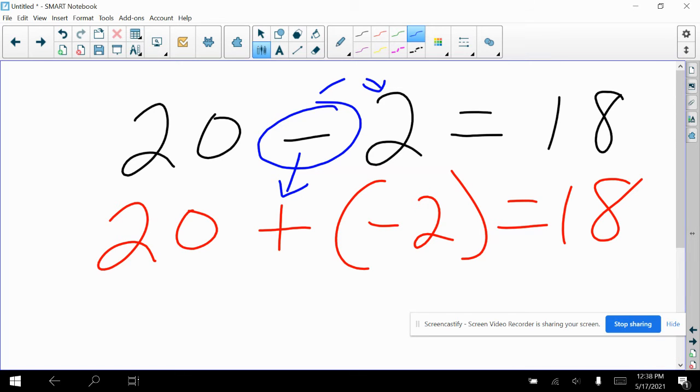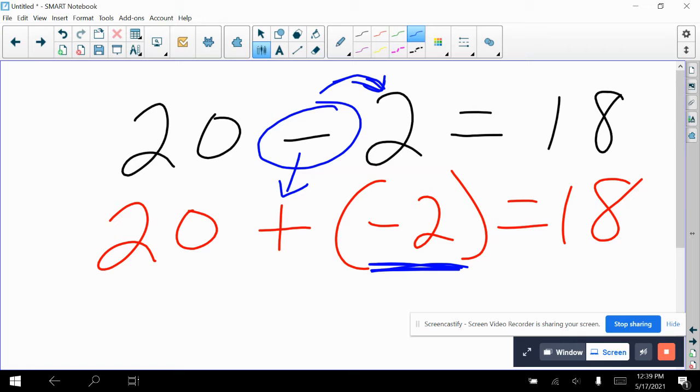Now, what happened to the number behind it? Be kind of specific here. Andon? 2. I need more than just a negative. It changed to its what? No, not absolute value. It changed to its opposite. Very good, sir. So the number behind it, whatever number that is, changes to its opposite. Hence, now we have 20 plus a negative 2.